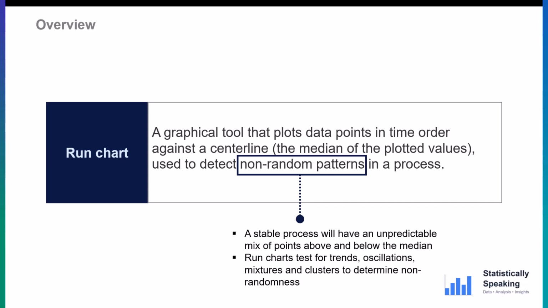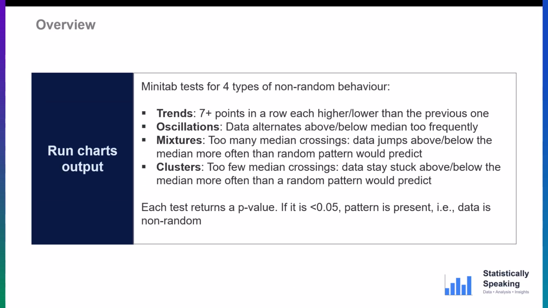But do remember one thing, a run chart will only tell you whether a pattern exists. It won't tell you why. The why will be your job as a Lean Six Sigma practitioner or as a data analyst. Now let's look at the 4 types of tests that Minitab performs to determine non-randomness.